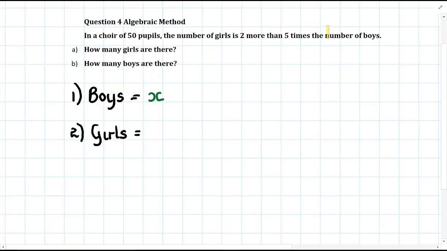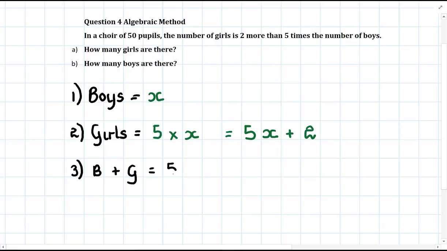5 times the number of boys. Now we know that 5 times x, we write that as 5x. 5 times the amount of boys, plus 2. So now on step 3, we write an equation. So we know that the boys plus the girls equals 50 pupils.